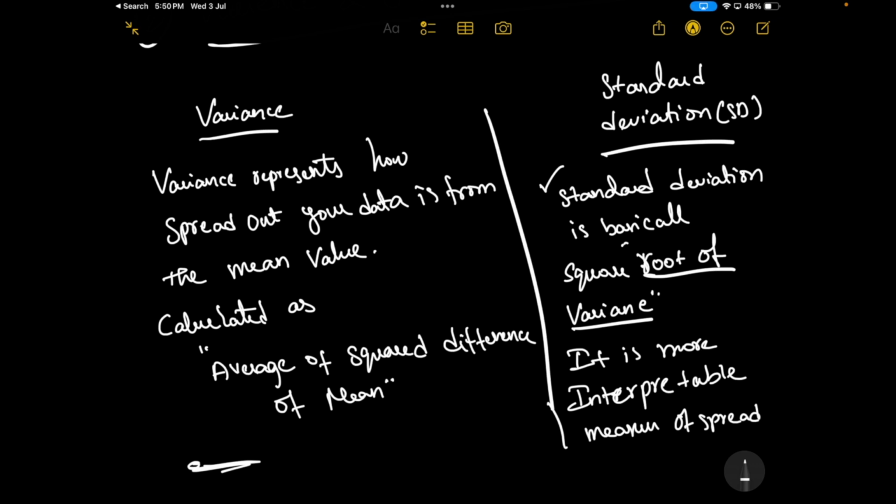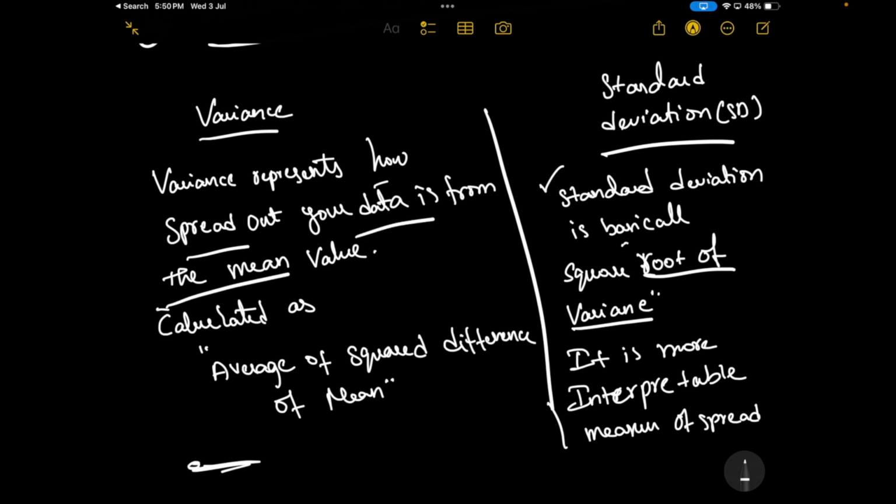Variance is the first key. That is a key to open a door. So what is the door? That is standard deviation. To get the standard deviation, we need to find the variance first. Variance represents how spread out your data is from the mean value.